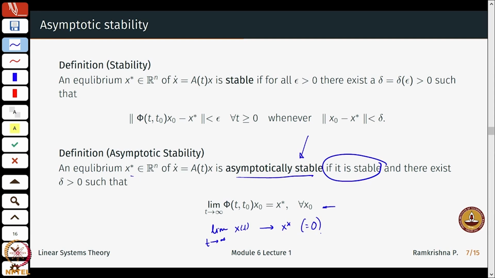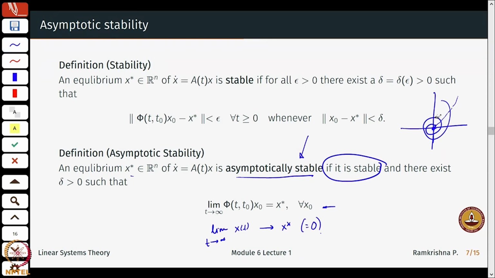Suppose I am here, and this is my equilibrium. I say, well, I start from any point, I should eventually come back to this point. I can come back this way, I can come back this way, depending on the nature of the equilibrium point.